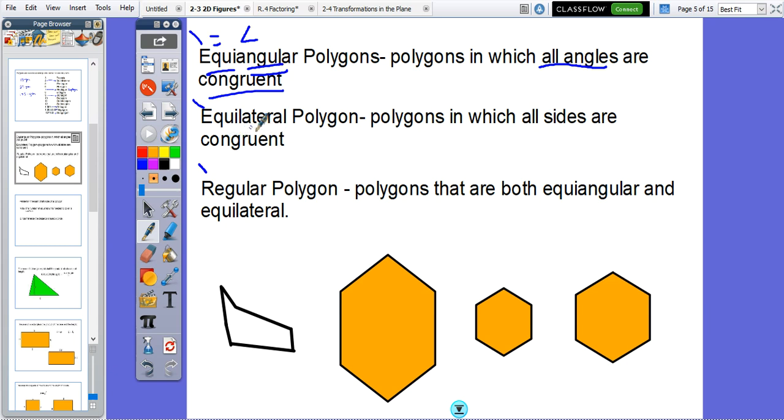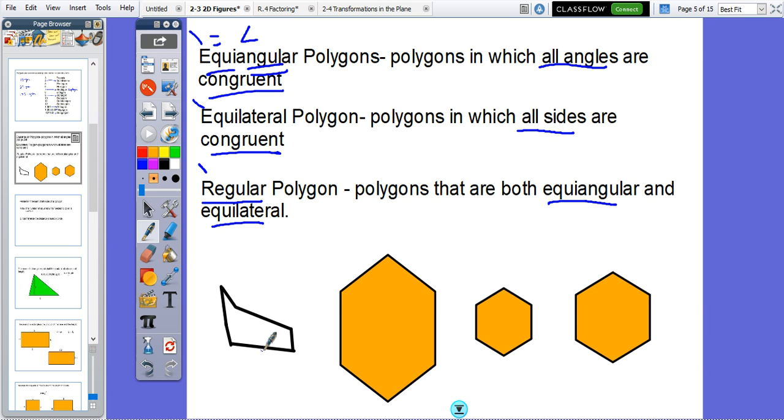Equilateral, if you're not sure where your lateral muscles are, they're the sides of your body. It means all sides are congruent or equal. Now, if it happens to be both equiangular and equilateral, we call those regular. It's a regular polygon when it's both equilateral and equiangular.